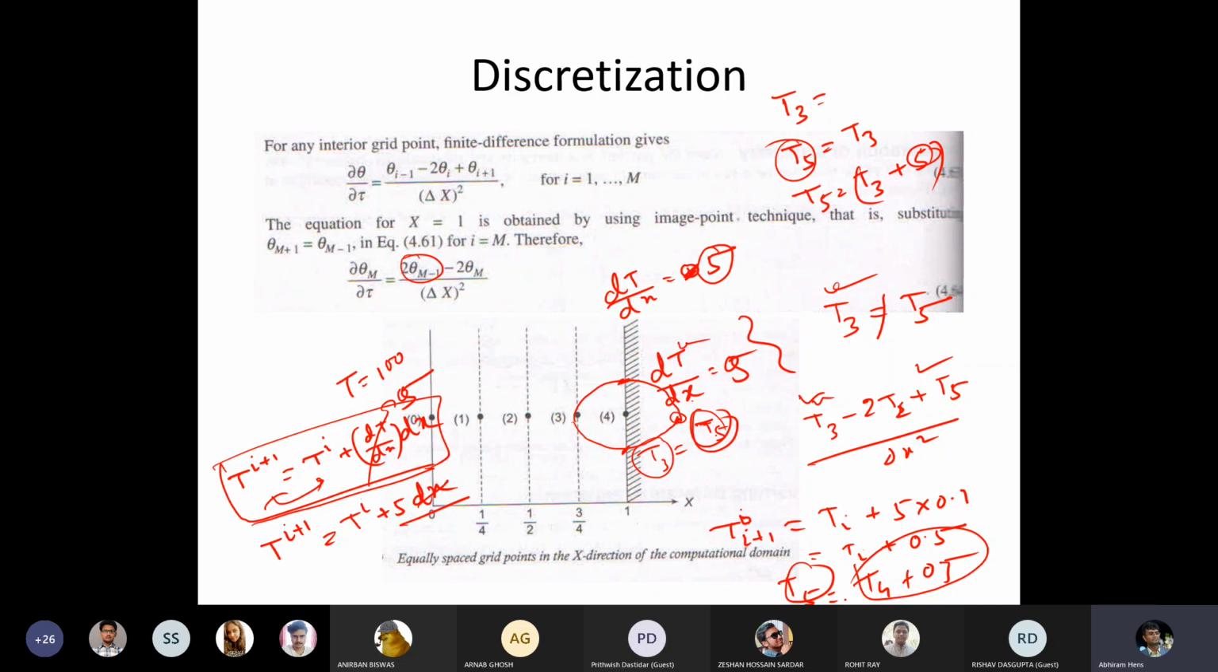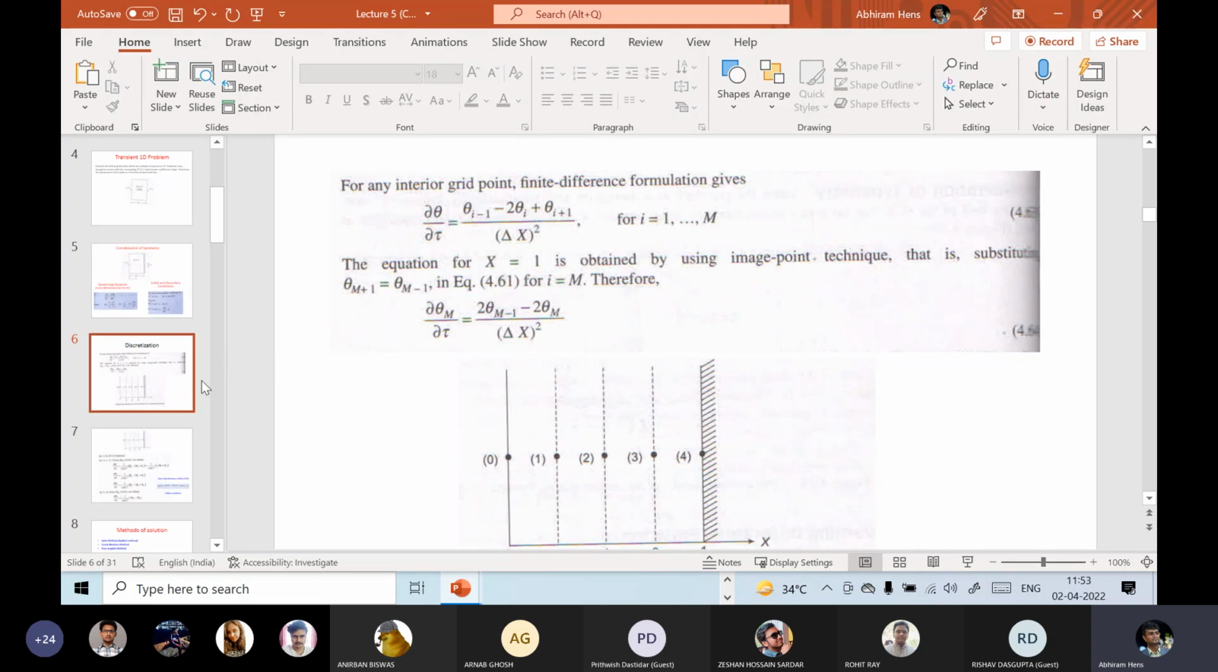Clear? Yes. Okay, so in case any value is given, you need to do an extra step. It may not be directly calculated like this 0, but you can definitely calculate that part. Any more question?